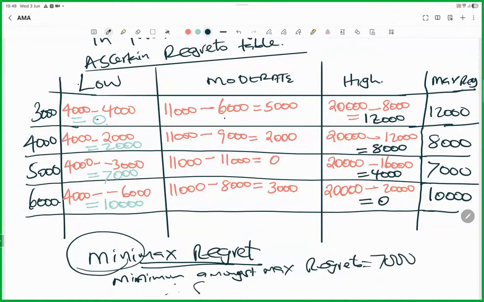And therefore, they should supply how many units? Supply how many units? 5,000. 5,000 units, like that.